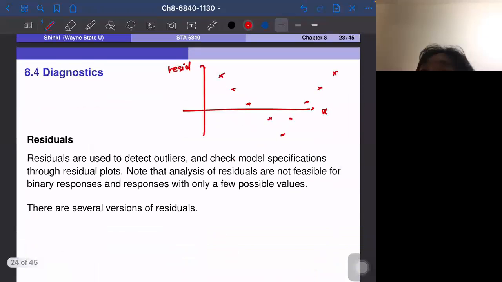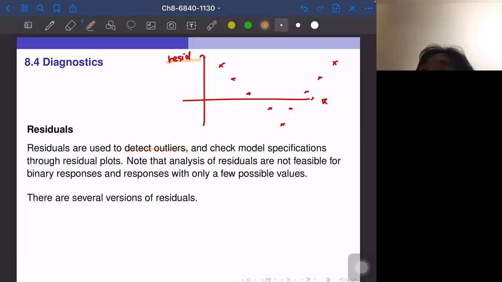First, residuals. Residuals can be used for both objectives. Residuals are used to detect outliers, that is for sure. Large residuals mean outliers. Residuals can also check the model specification through residual plots. For example, if the residual plot looks like this figure, then you can see that x and y have a nonlinear relationship. We have a specific pattern in the residual plot, so that violates the IID assumption of the error terms.